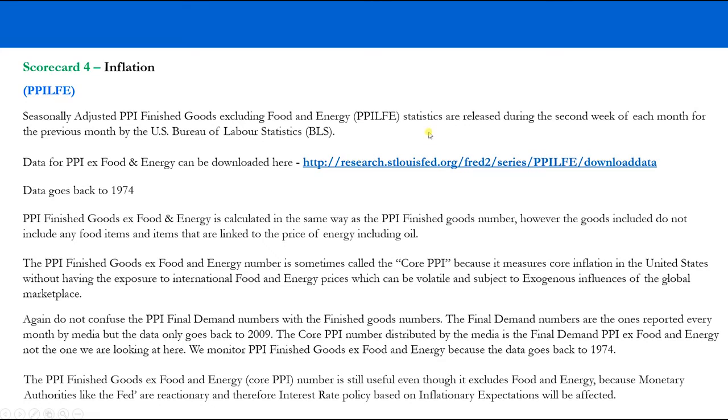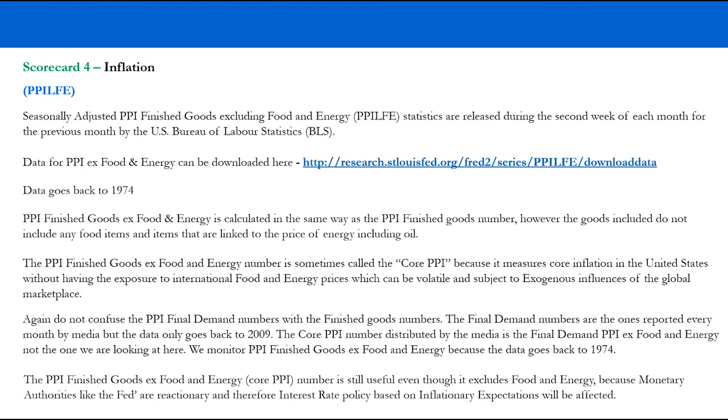And the ex food and energy business inflation stats, the PPI ex food and energy, are released at the same time as the stats that include food and energy prices during the second week of each month for the previous month by the Bureau of Labor Statistics, the BLS. And later, when we move over to the spreadsheet, we'll be going to this link here to the St. Louis Fed again to download the data. And you can follow this link at any time to download the data yourself.